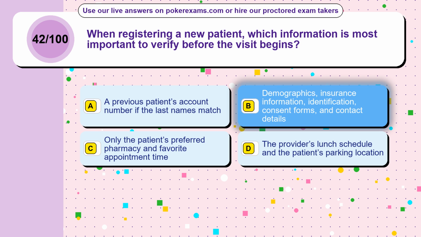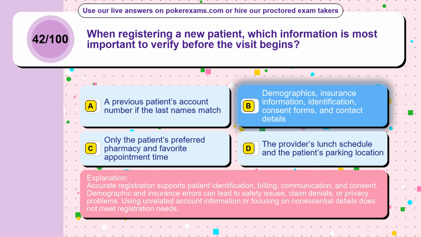The correct answer is option B, demographics, insurance information, identification, consent forms, and contact details. Accurate registration supports patient identification, billing, communication, and consent. Demographic and insurance errors can lead to safety issues, claim denials, or privacy problems. Using unrelated account information or focusing on non-essential details does not meet registration needs.